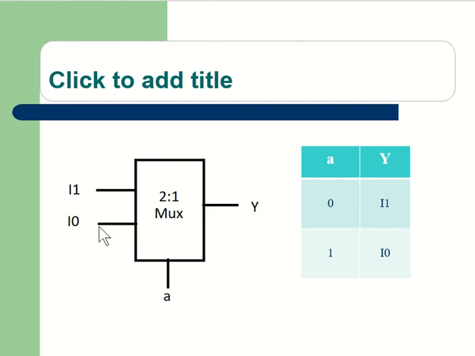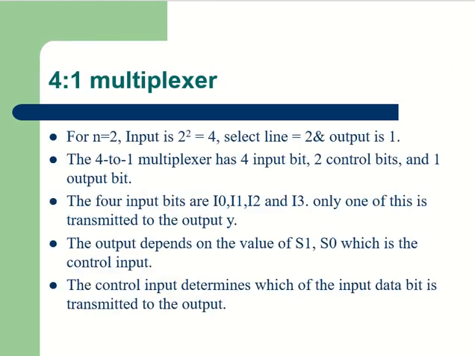So in short, I can say that whatever the select line is, based on that particular value, one of the inputs will be connected to the output. So this output is nothing but the given input based on the select line that we apply.